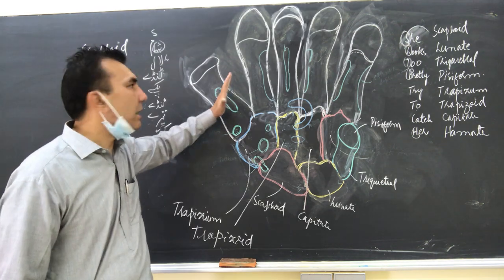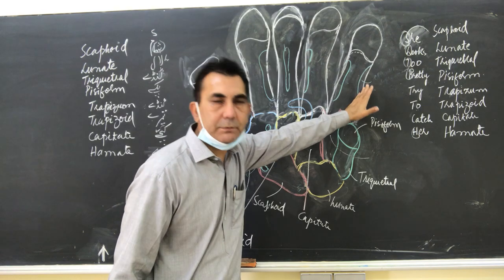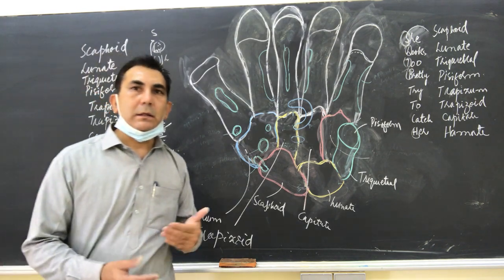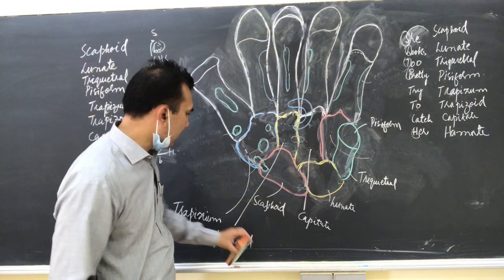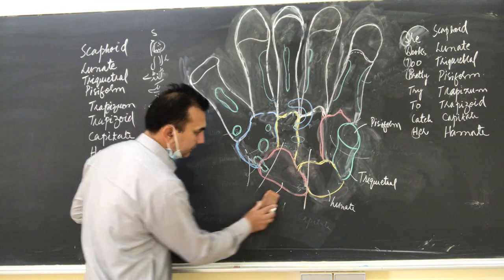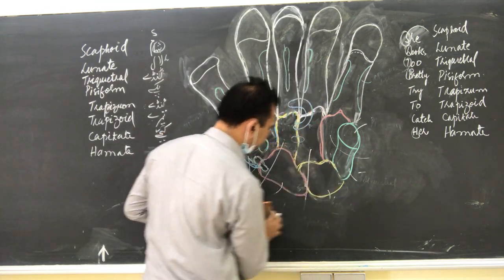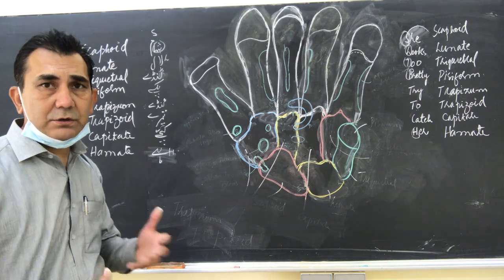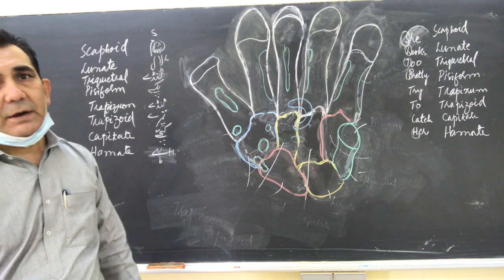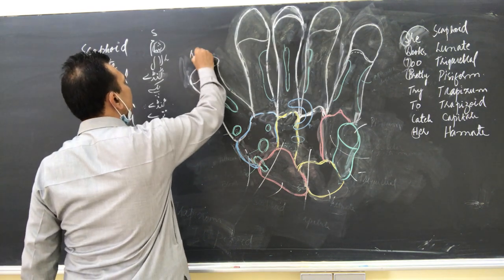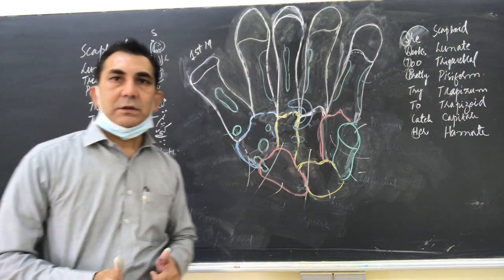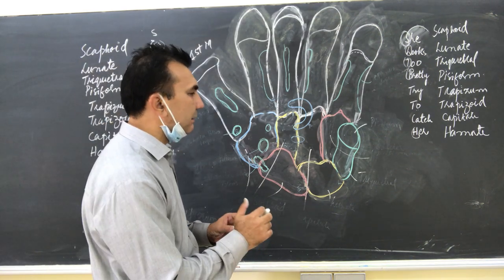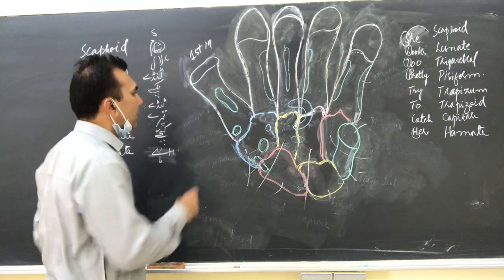So this one is called the first metacarpal, second metacarpal, third metacarpal, fourth metacarpal and fifth metacarpal. First, second, third, fourth, fifth. We have five metacarpals which are long bones. Now we will look at some areas where muscles are attached on the carpal bones and also on the metacarpals. This is the first metacarpal, which makes the articulation with the thumb phalanges.